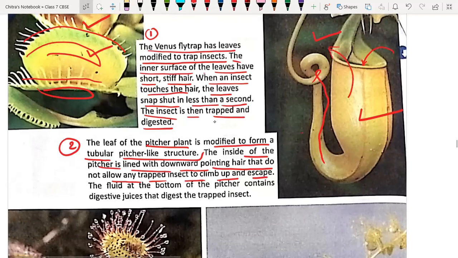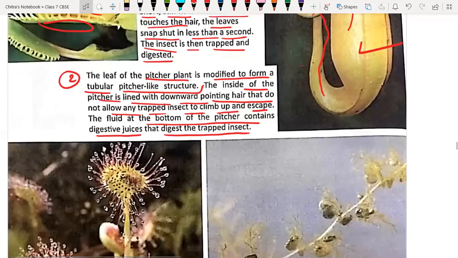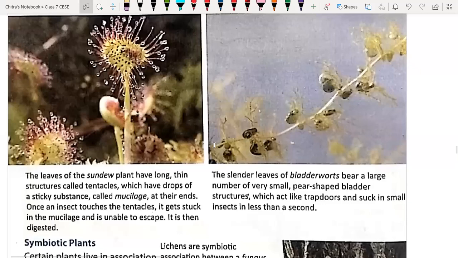Fluid at the bottom of the pitcher contains digestive juice and digests the trapped insect there. So this is the pitcher plant. After the discussion, you can ask your question, Bita. Sir, this is not a question, sir. I just want to say something.